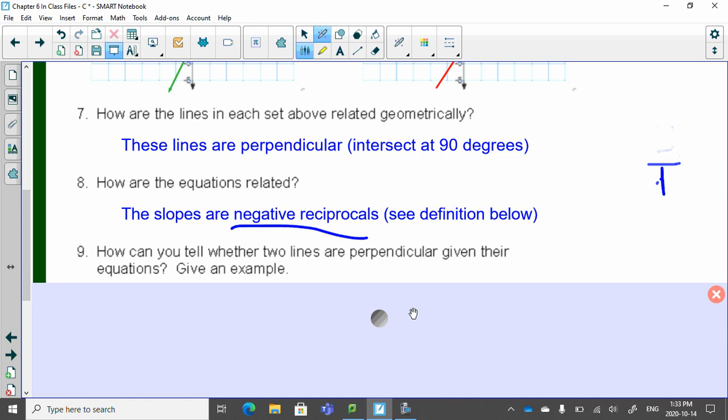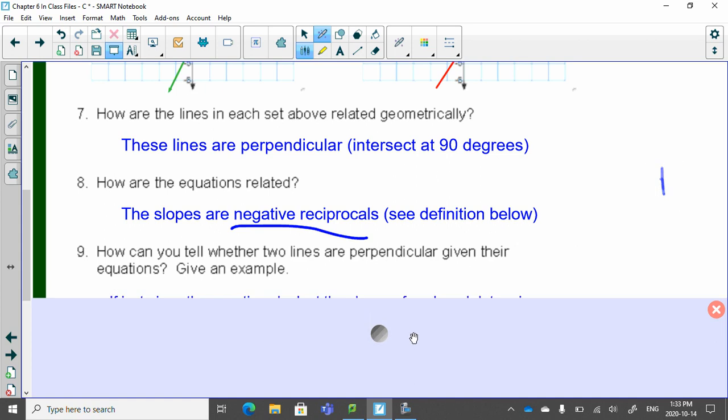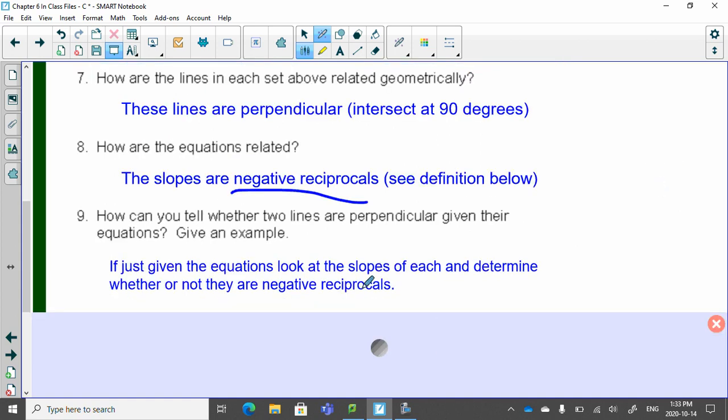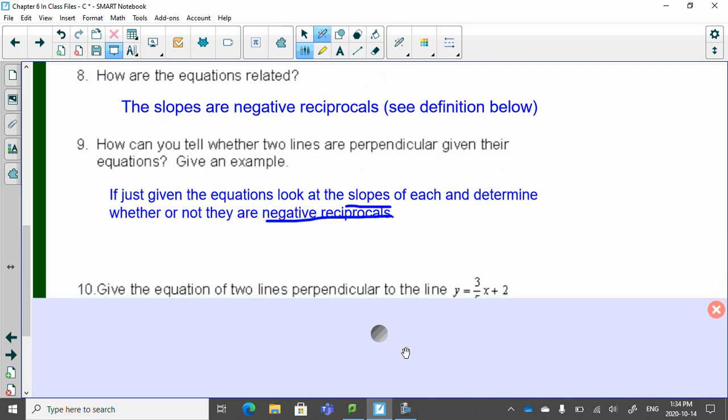Next, how can you tell whether two lines are perpendicular given their equations? Just look at their equations, look at their slopes, and see if they're negative reciprocals. So, give the equation of two lines perpendicular to y equals 3 over 5x plus 2.